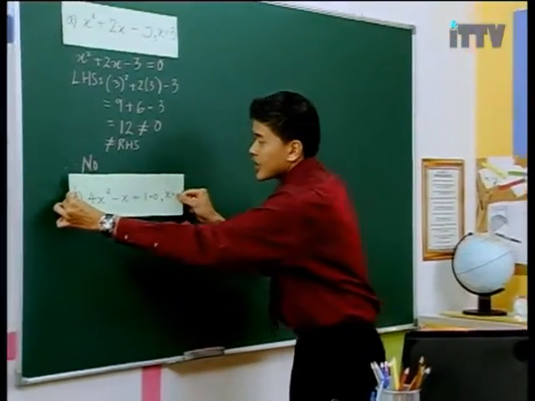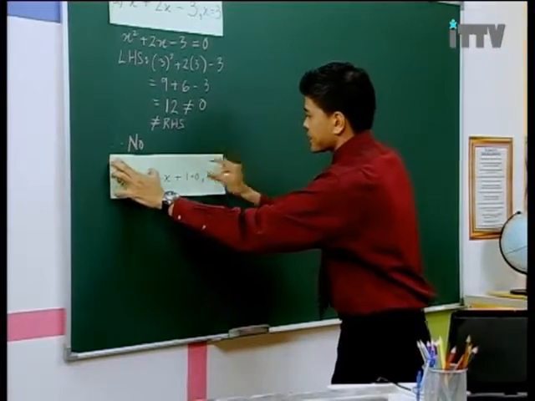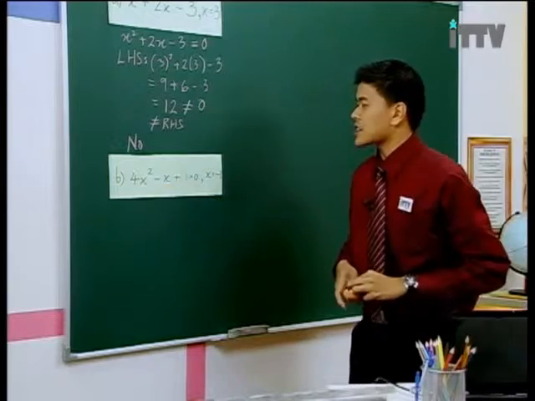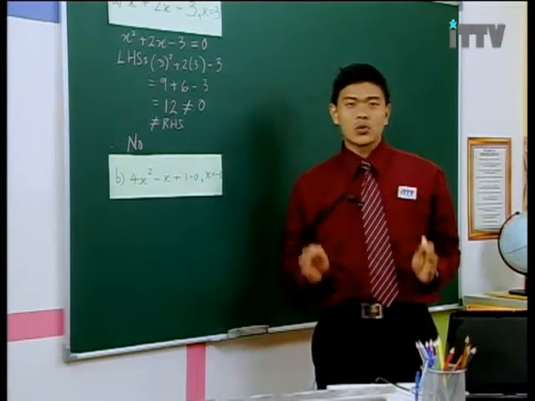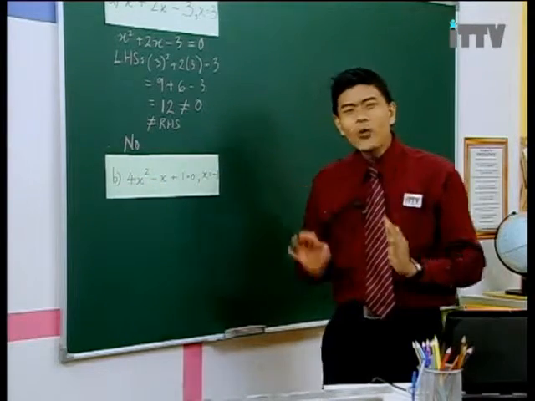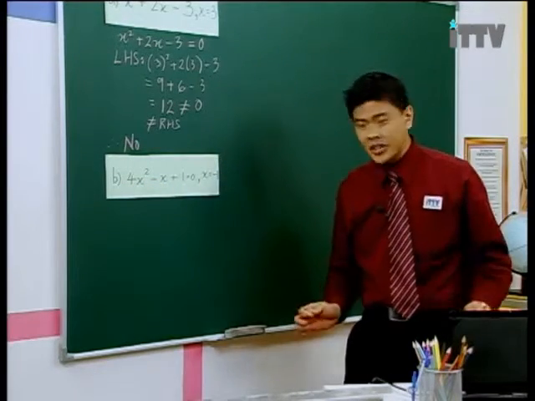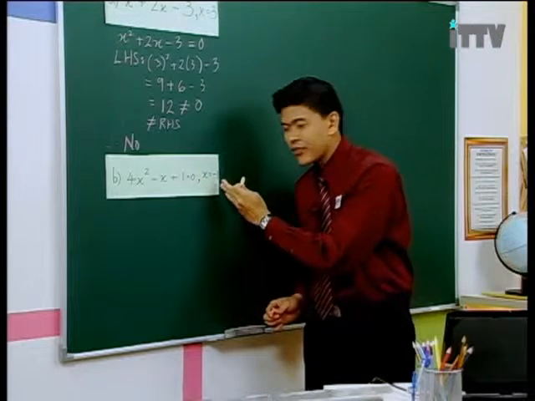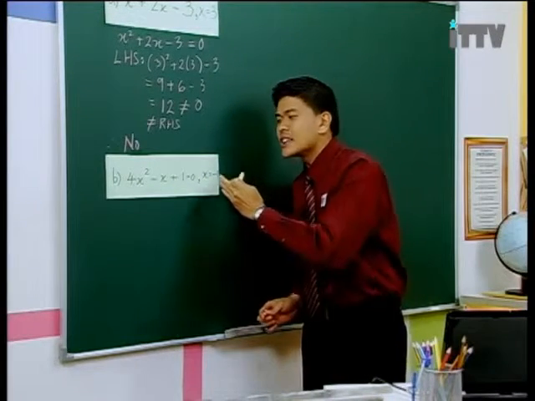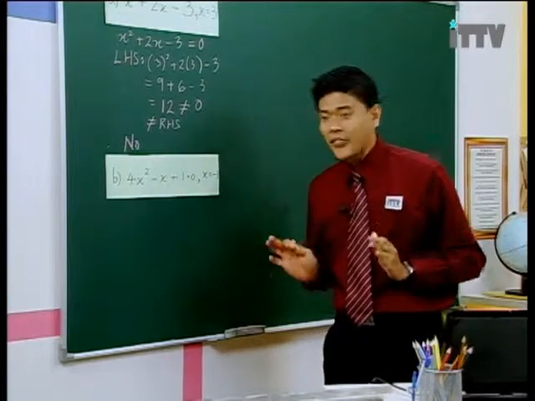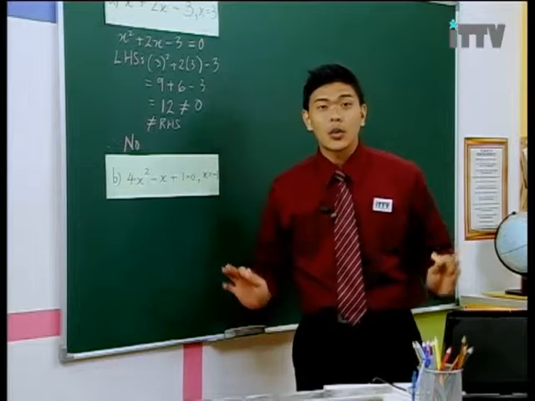Alright, let's look at our second equation over here. In the equation 4x squared minus x plus 1 equals 0, this is a quadratic equation, and now we are trying to determine whether x equals minus 1, a given value of x, is a solution for this equation. It only will be a solution if it satisfies the equation.